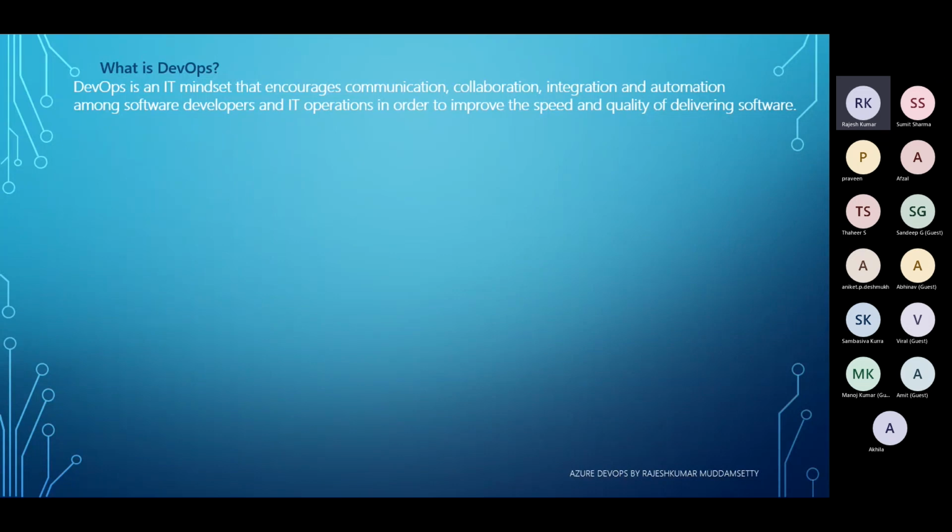DevOps is an IT mindset that encourages communication, collaboration, integration, and automation among software developers and operations guys. They all say it's a bridge between developers and operations. That's why they call it DevOps. The aim is to improve the speed and the quality of delivering software. That's what we discussed just before. DevOps is all about delivering high quality software in a very short period.